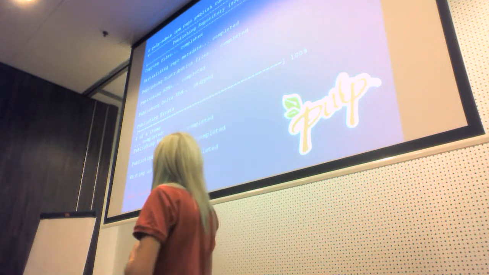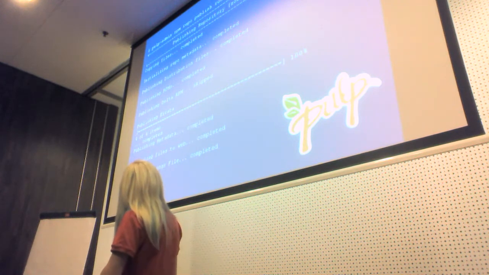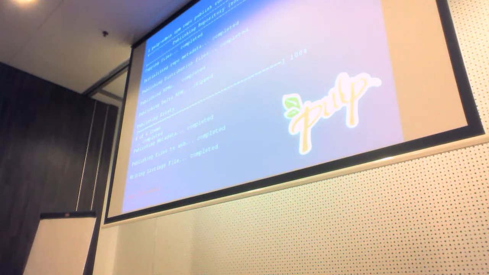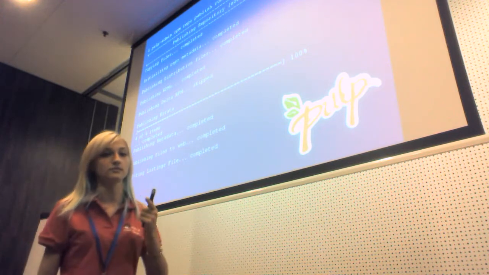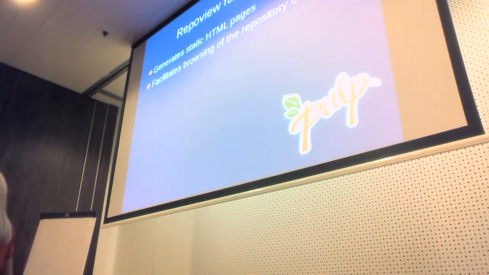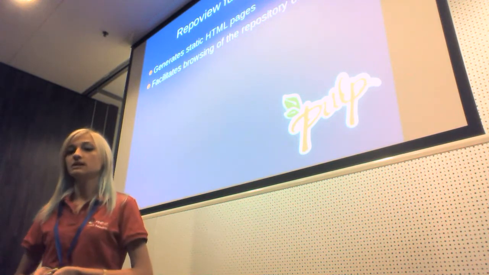Let's look at what kind of steps are performed during the publish. During the publish, we create the metadata and we publish all the content types which are in the repository, and we also create the symlinks that point to the actual storage location. As I mentioned, you can host repositories on the web. To facilitate the browsing of this repository, we decided to implement the RepoView functionality.